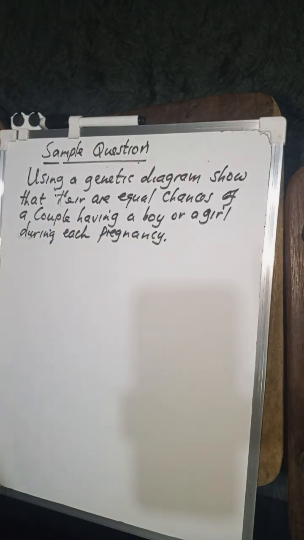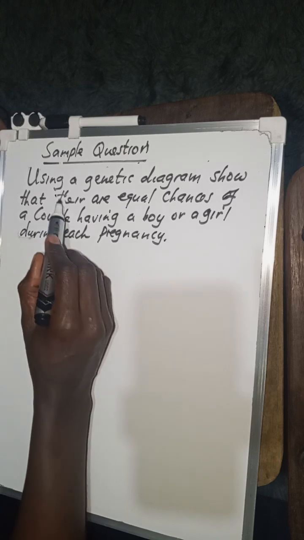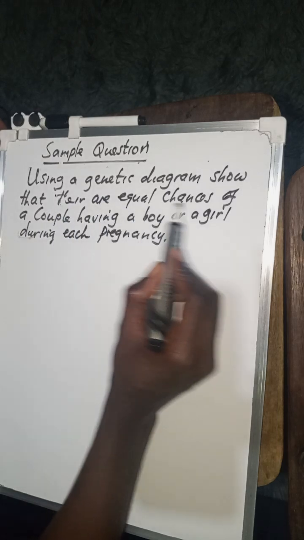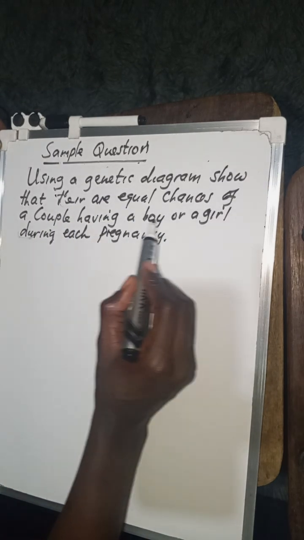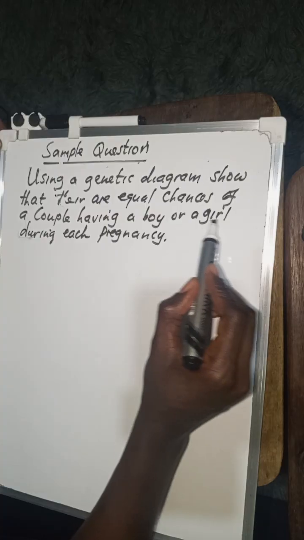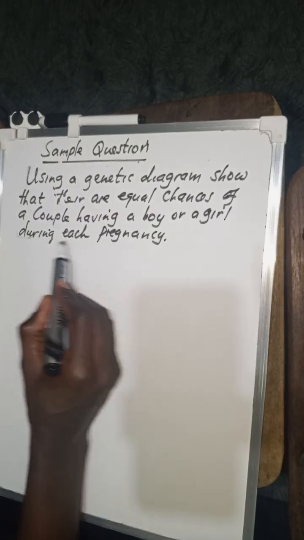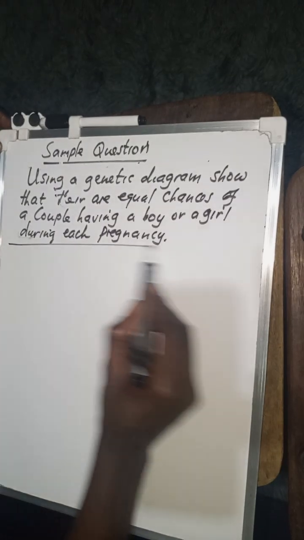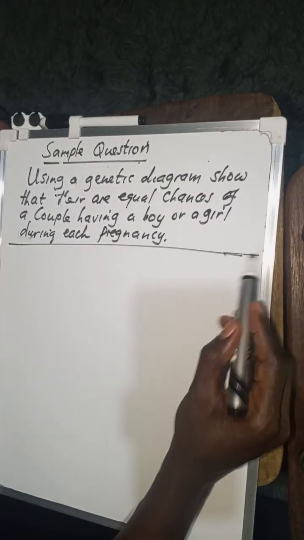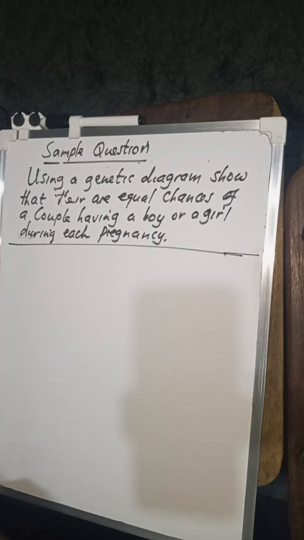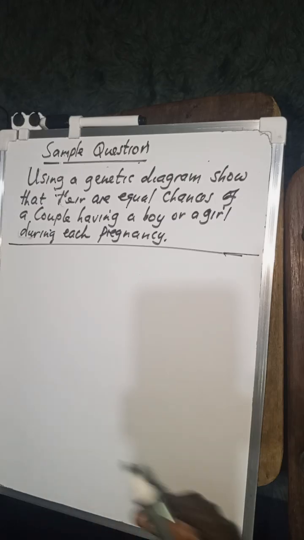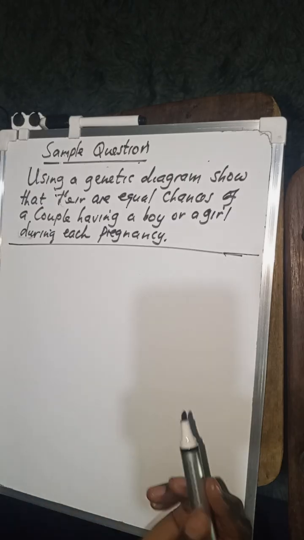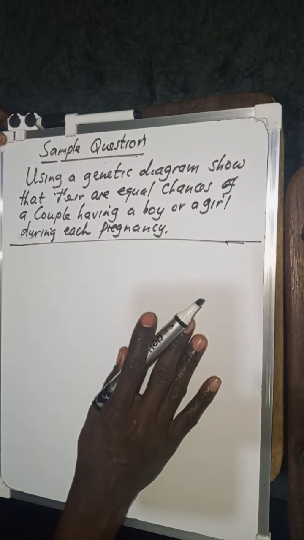It says, using a genetic diagram, show that there are equal chances of a couple having a boy or a girl during each pregnancy. So we want to show that there are equal chances of a couple having either a boy or a girl during each pregnancy. It doesn't matter whether it is a 5th pregnancy, there will always be equal chances. Let's try to show that.